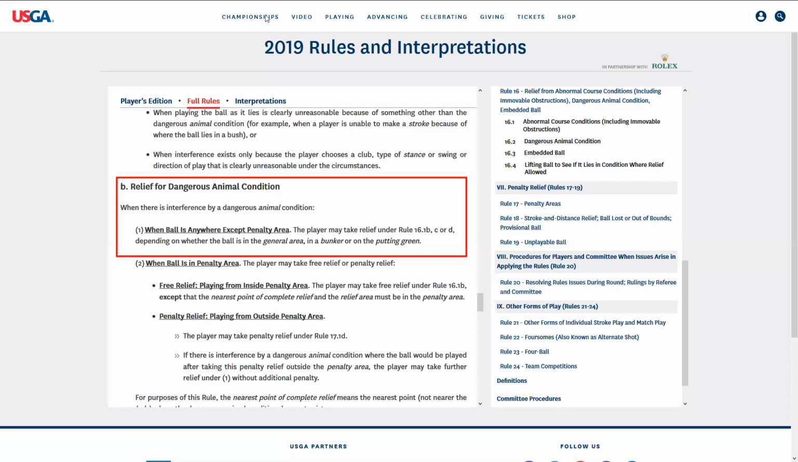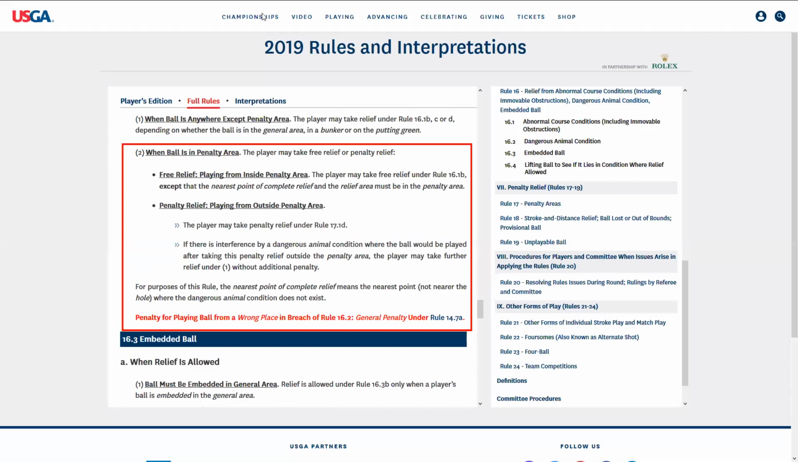All right, when the ball is in a penalty area. This is interesting. When the ball is in the penalty area, you're going to get two options. First, you can take free relief for the dangerous animal condition, but then you're going to have to drop it in the penalty area at the spot that is the nearest point of complete relief. Or you can take penalty relief, and drop it outside the penalty area.